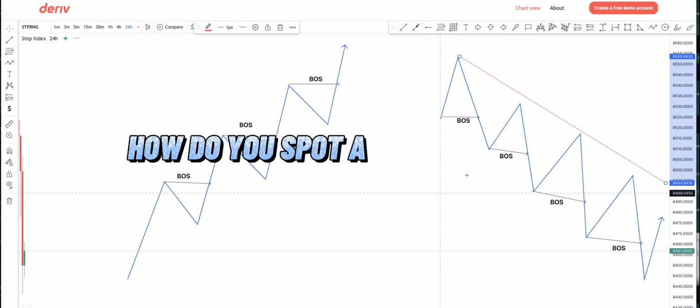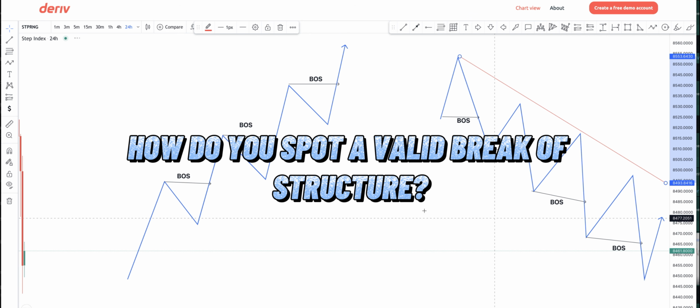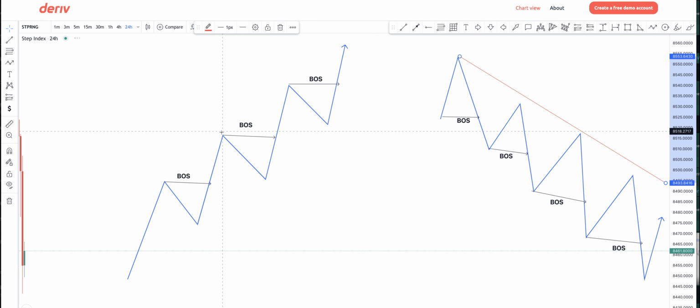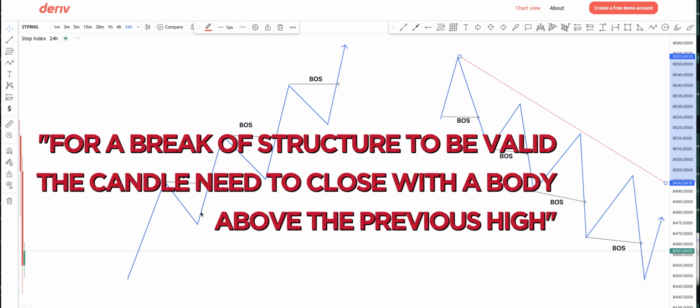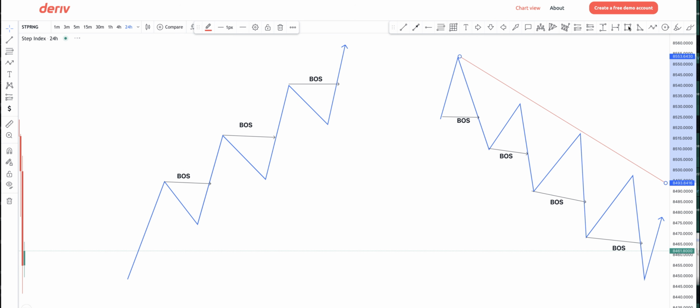But then how do you spot a valid break of structure? When we are talking about a valid break of structure, anytime price is breaking to the upside, for a break of structure to be valid, the candle needs to close with a body above the previous high. I'll do the example on the real chart for you to understand. Let's assume this is our first candle and this is our second candle. At this point, let's say price is going bullish because we are in an uptrend.